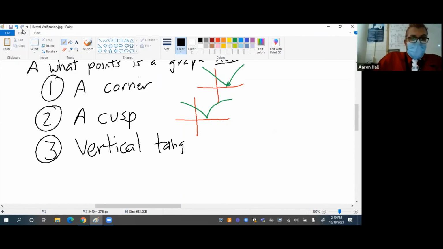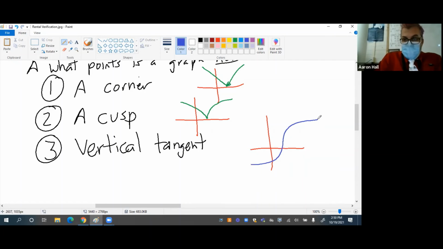If you ever get a vertical tangent, it cannot be differentiable at that point. I have something like this. This is my vertical tangent right there. The graph is not differentiable at that point. Let's see if that's true.